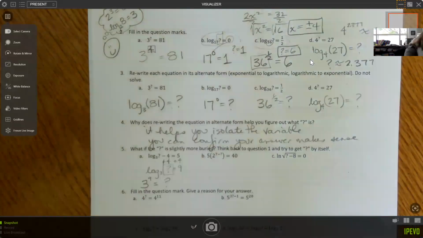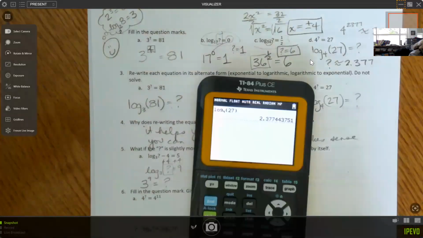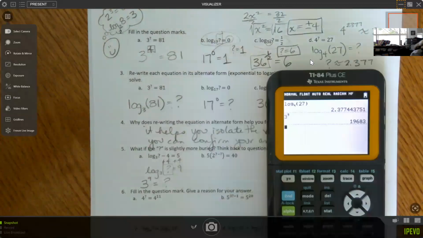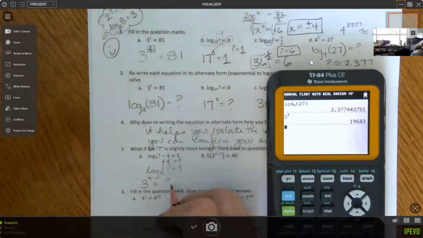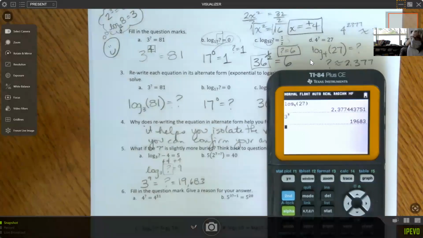So if you put it in your calculator, this is actually a pretty big number, right? 3 to the 9th is 19,683. Okay. Right. So log base 3 of 19,683 will equal 9. Okay. So we're good with that.